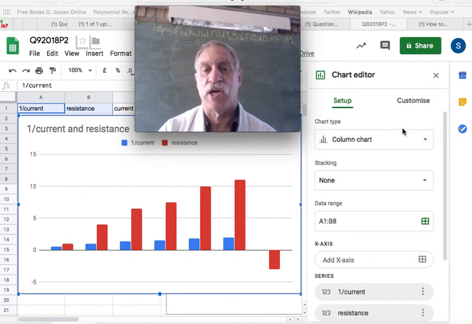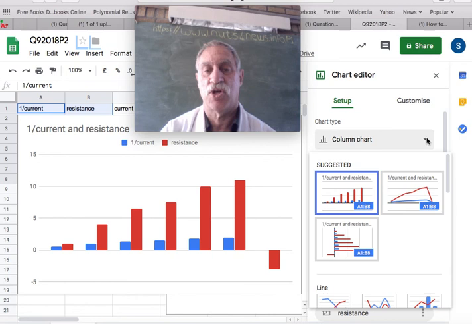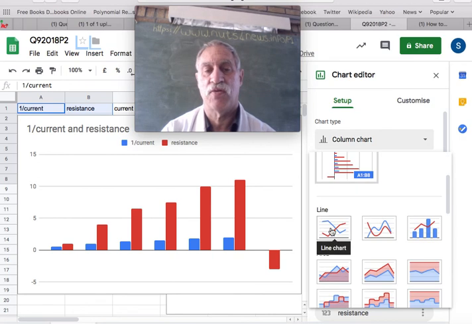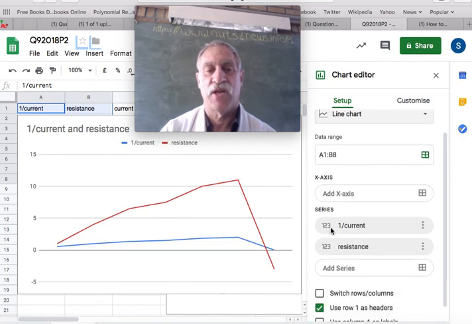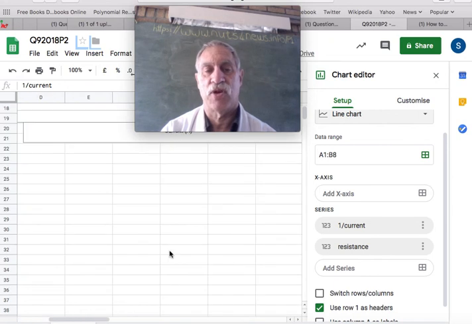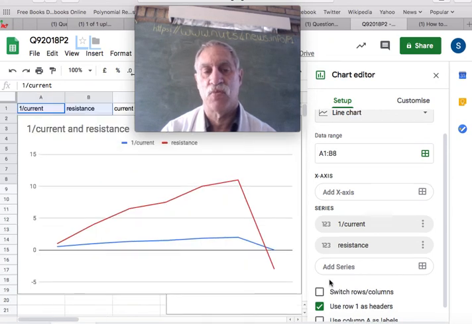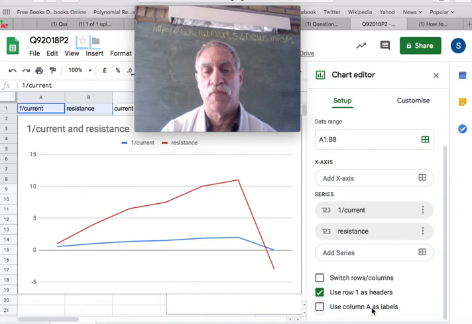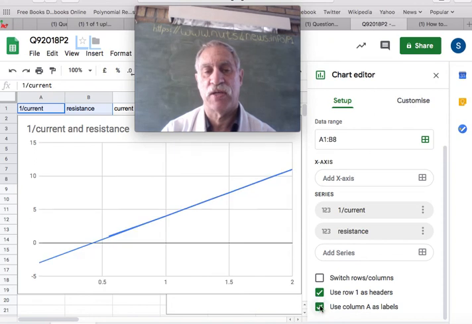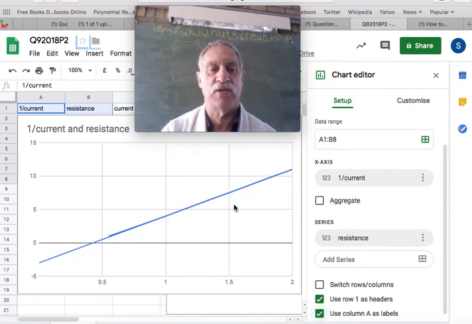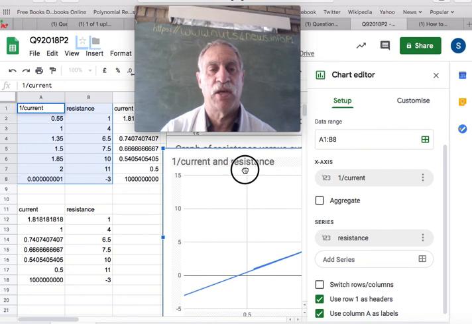We need to choose our chart type. So you click on chart type. We're going to use a line graph. You see how the graph doesn't look quite right. It's got two different types there, so we need to use column A as label. So we tick that, and there we now get the correct type of graph. And that's how easy it is to draw the graph. So let's just move this out of the way again.